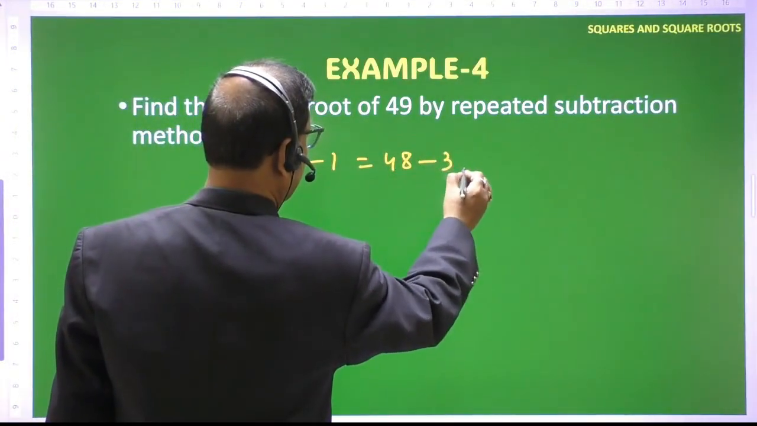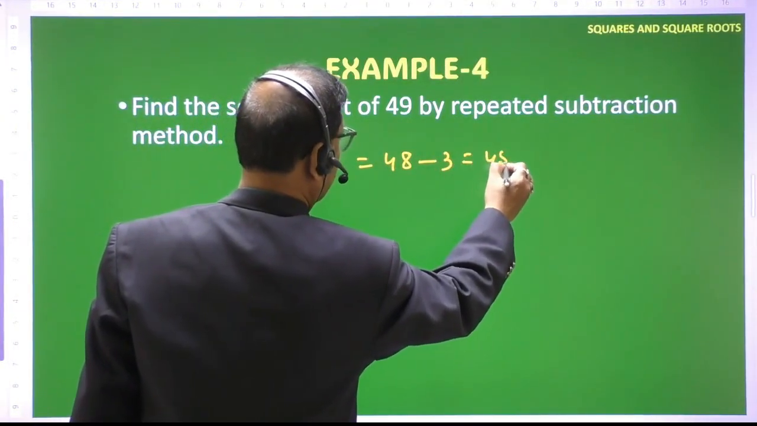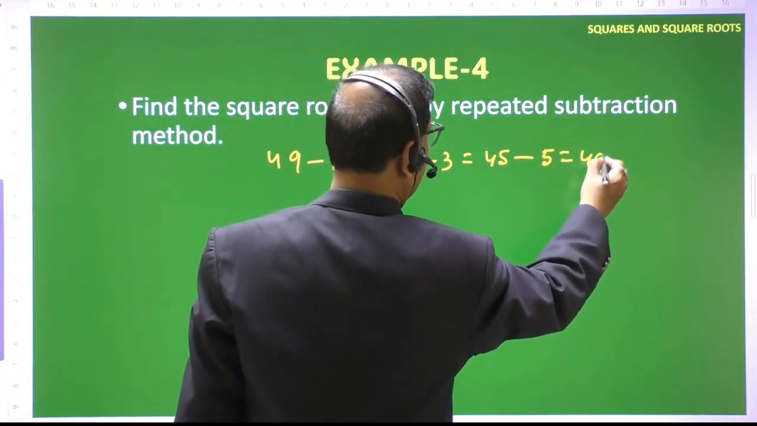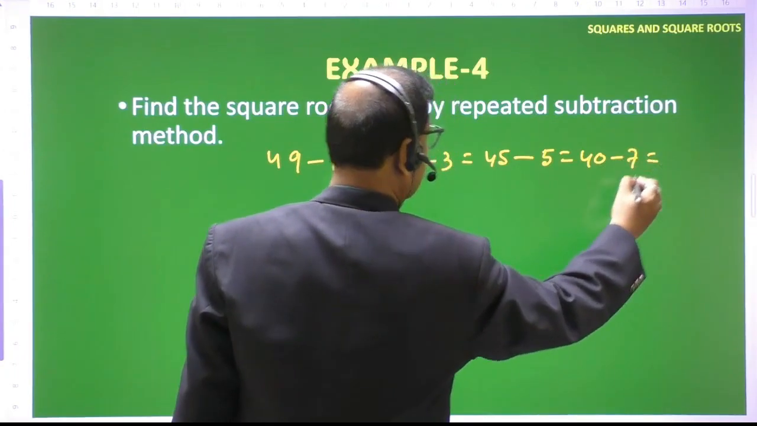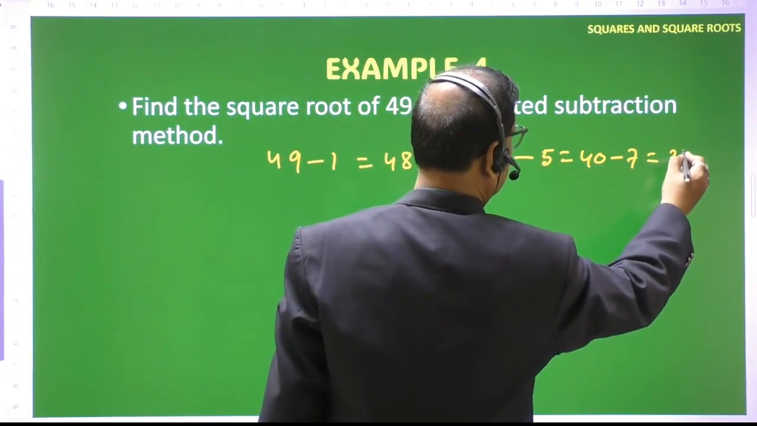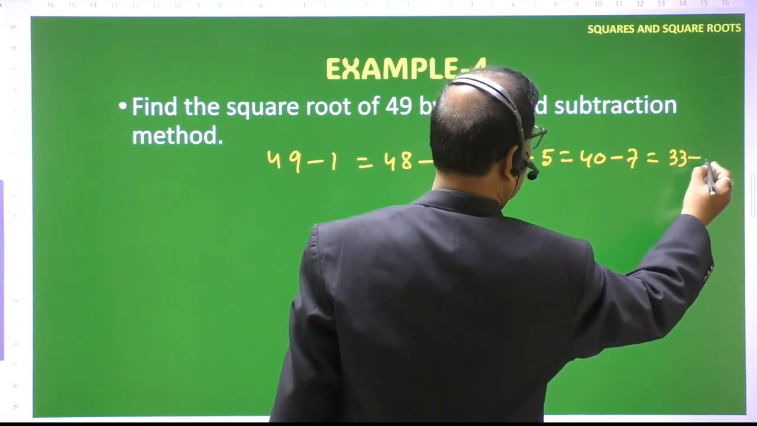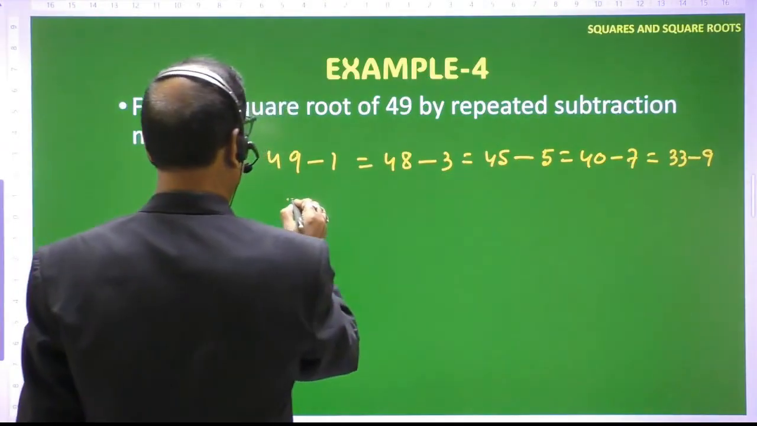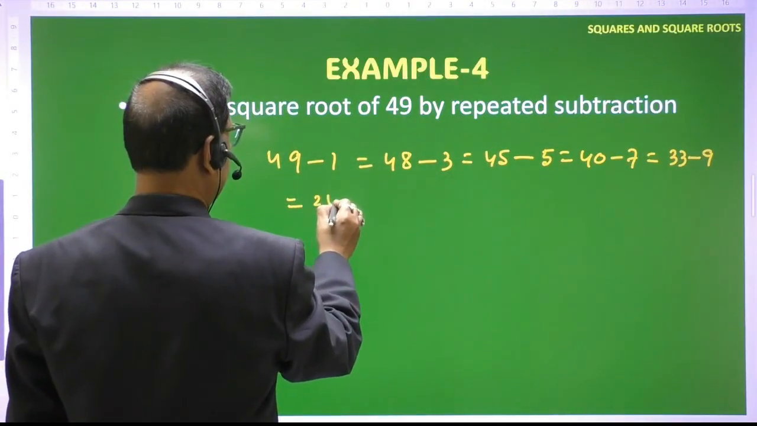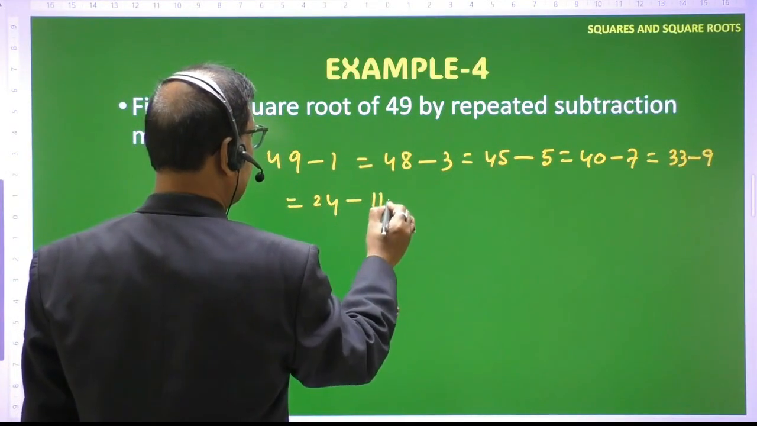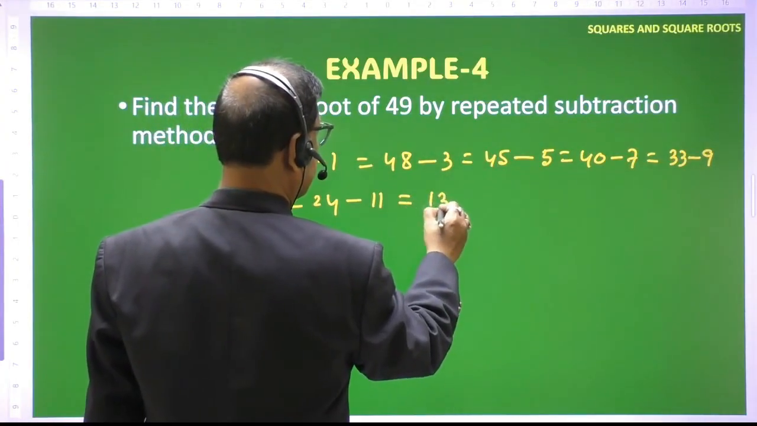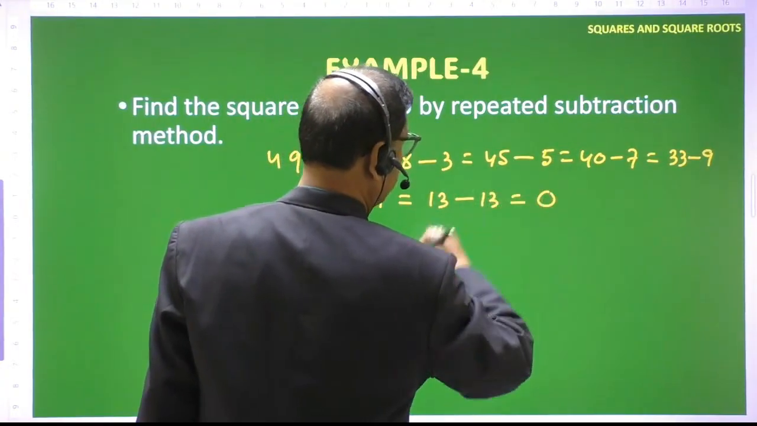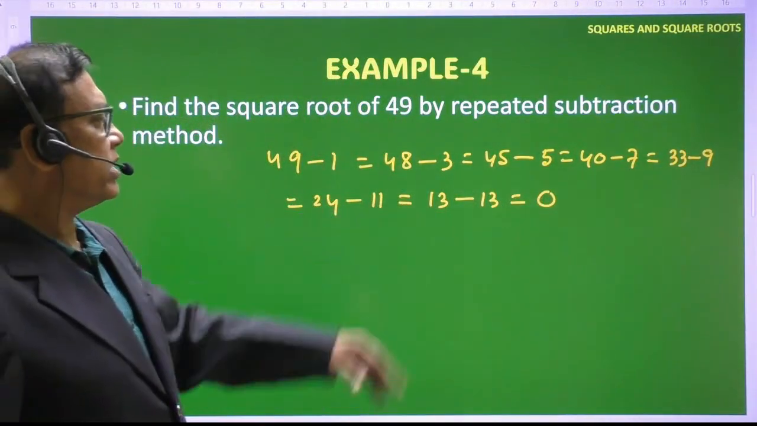Then subtract 3, 45. Then subtract 5, 40. Then subtract 7, that means 33. Then subtract 9, that is 24. Then subtract 11, so 13, and then subtract 13, 0. So we got 0 here.